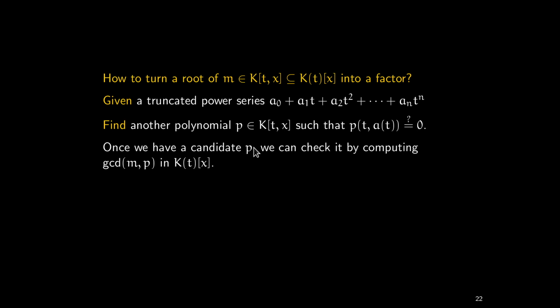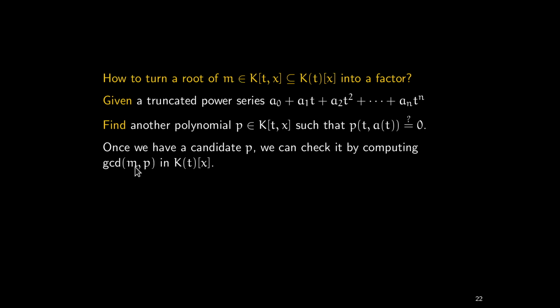Okay, and once we have such a p, then we can compute the GCD of this p and m, and this will be a factor of m in the polynomial ring over the rational function field. Of course, this may be a trivial result. So it might be that the p is a multiple of m and then the GCD is just m. This is something we can avoid because we can choose the shape of the p in this computation and make sure that the p has a lower degree in x than the m does. Then the p cannot be a multiple of m.